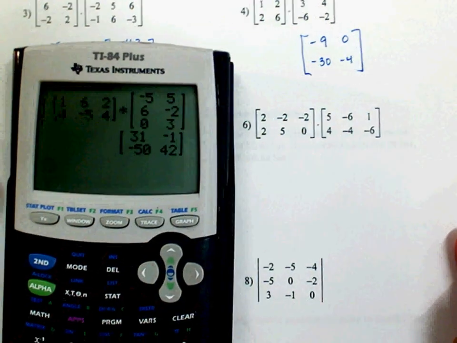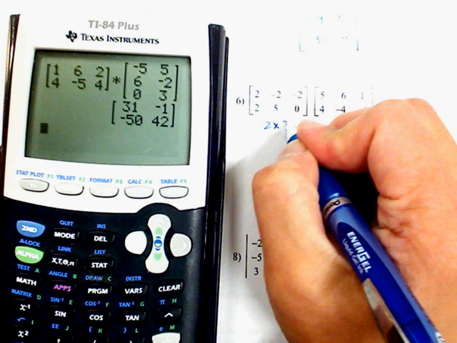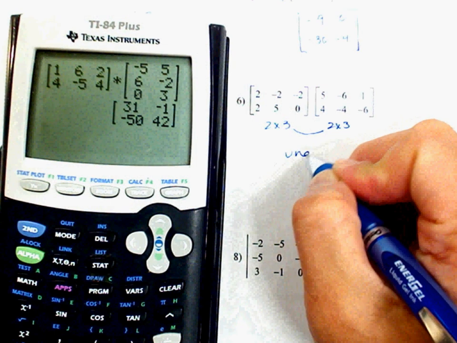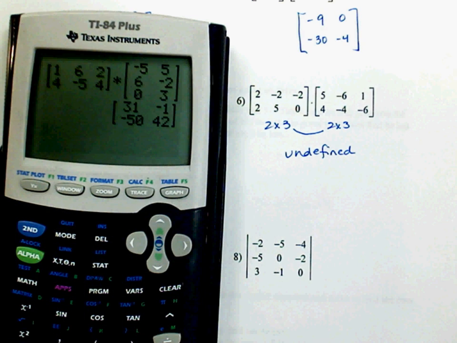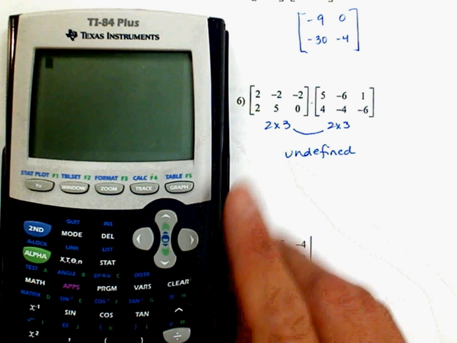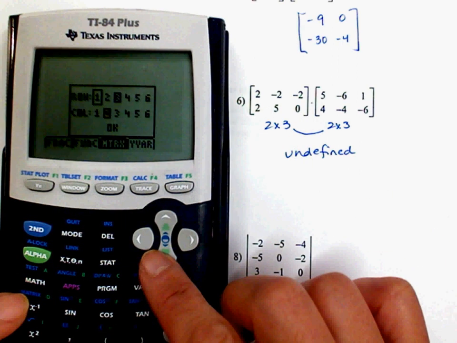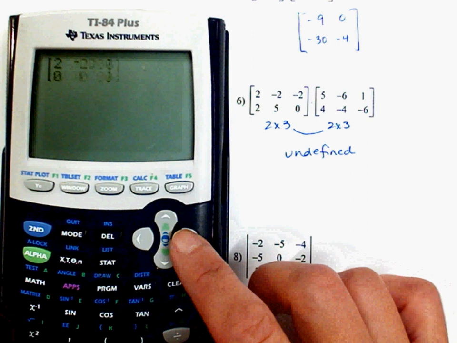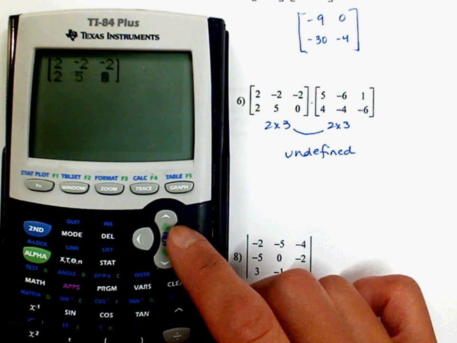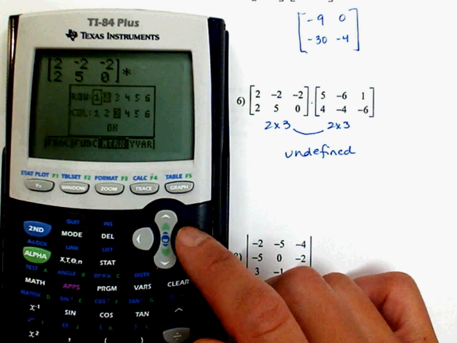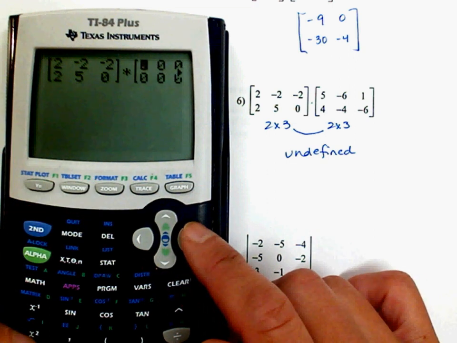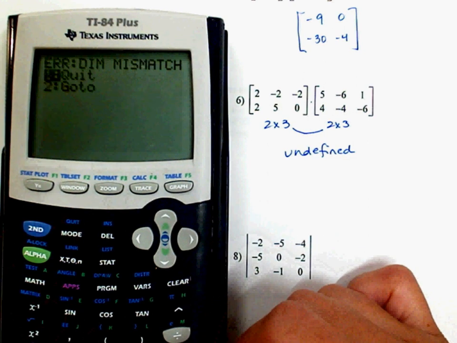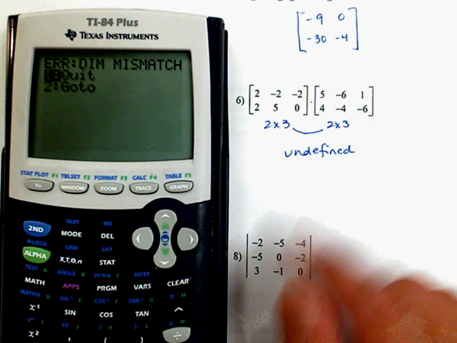Alright, let's go to number 6. This is a 2 by 3 and a 2 by 3. You see how these two do not match? This one will be undefined. But in case you didn't check it first, let me show you if you were to type it in what kind of answers you would get. Alpha zoom, a 2 by 3. Okay, so 2, negative 2, negative 2, 2, 5, 0, times alpha zoom, also a 2 by 3, 5, negative 6, 1, 4, negative 4, negative 6. This is a mismatched dimension because you can't multiply them, okay? And that's how you can check.